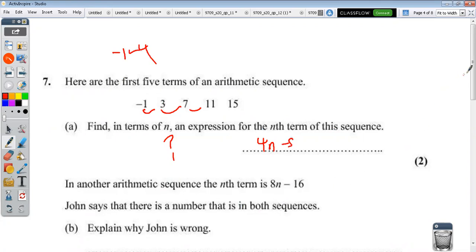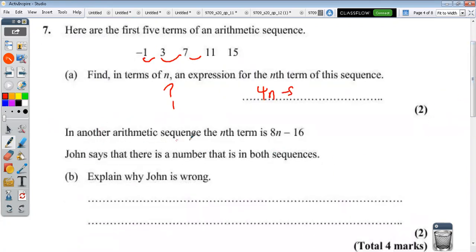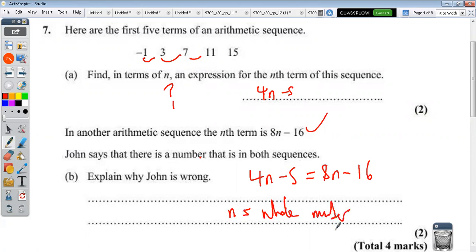Now look at this part here. These are the trick parts now. In another arithmetic sequence, the nth term is this. Then John says that there is a number in both sequences. Do you know what it means? It means these two sequences are equal. So if I try to solve 4n minus 5 is equal to 8n, if he was correct, I would get n as a whole number. Clear? If I get a fraction, he is wrong, because I can't have a fraction as a term number. Clear?